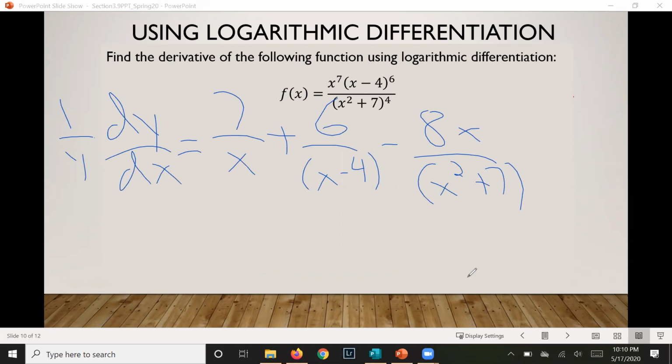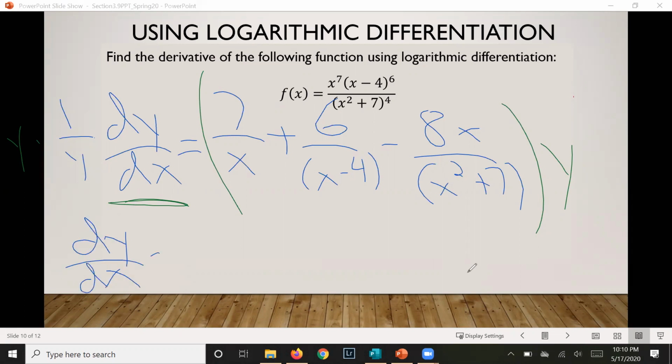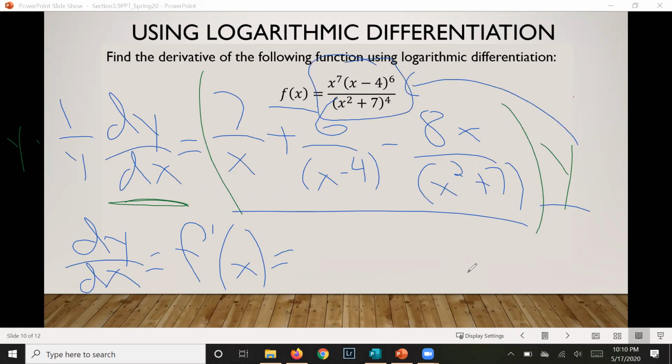Okay, and then remember we have to isolate the dy dx here, which means we need to multiply both sides of this equation by y. So we'll have dy dx, or in this case, since we didn't start with a y, this is actually going to be f prime, equals, well, it's y times this thing, but as I just said, we didn't start with the y. Instead of y, we started with this thing here, and that's what y was equal to, right? So we have to plug that in for y.